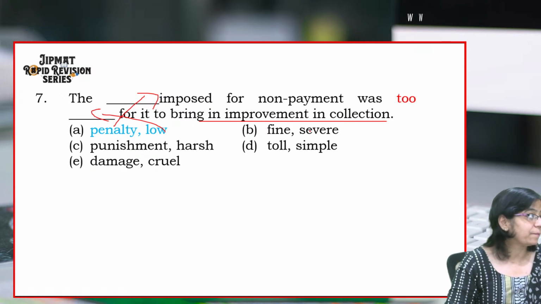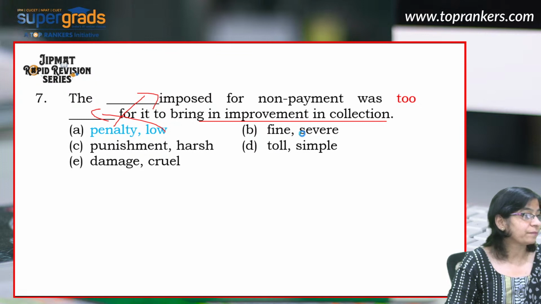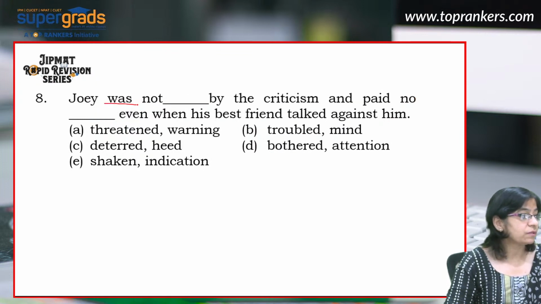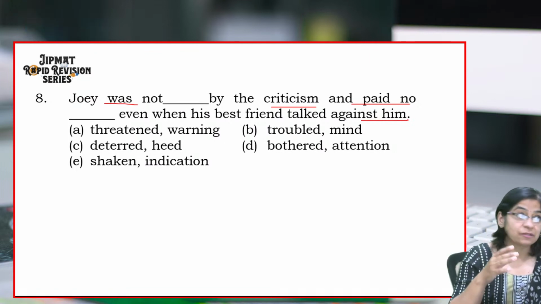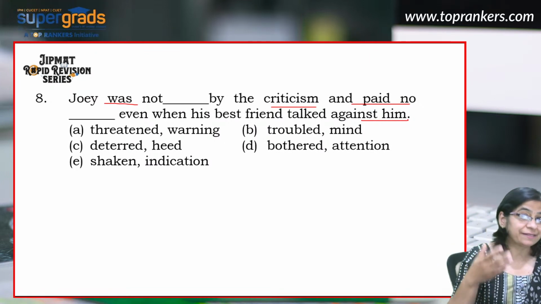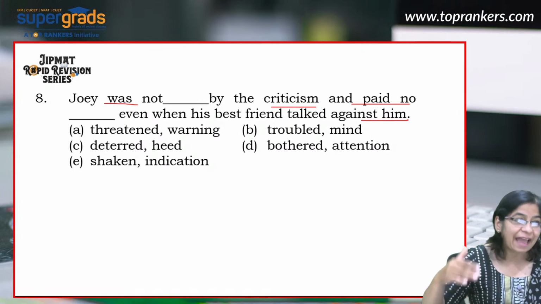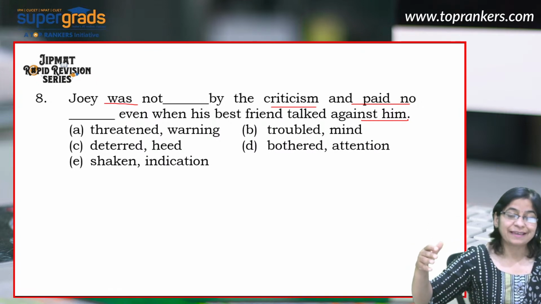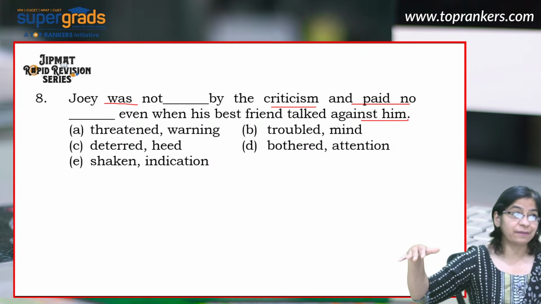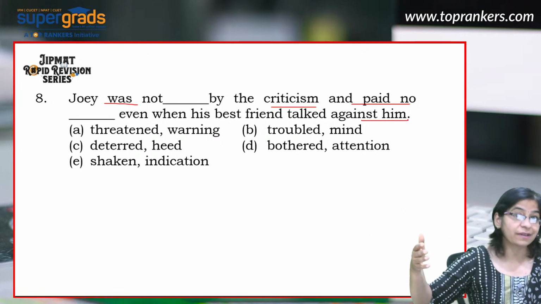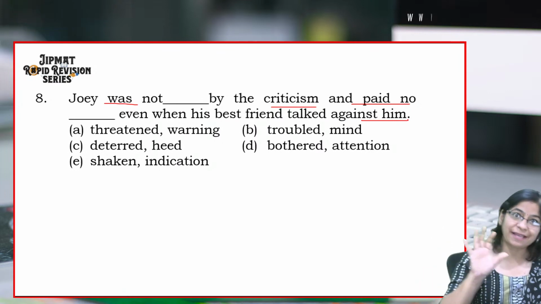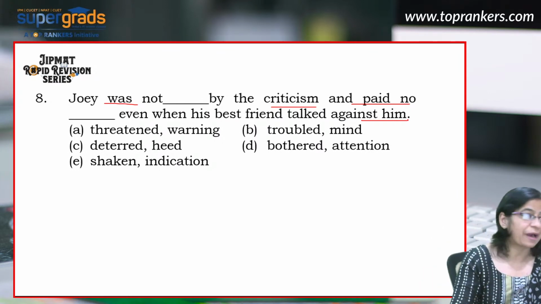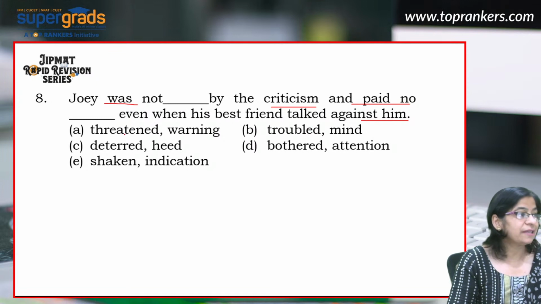Let's see. Joey was not dashed by the criticism and paid no dash even when his best friend talked against him. Now, see what the statement implies. There's this fellow Joey, somebody criticized him, but he did not pay any attention to it, even when his best friend talked against him. So what happened? That's the meaning of the question. Now, let's see how to get the answer. So this one is: he was not threatened.